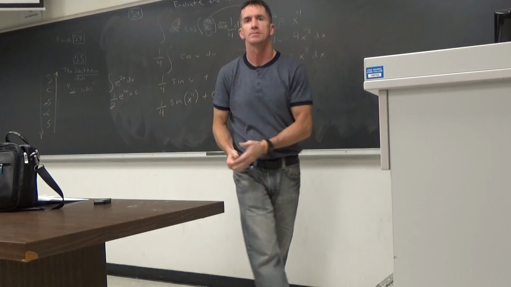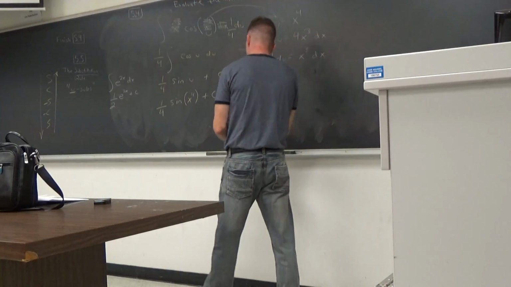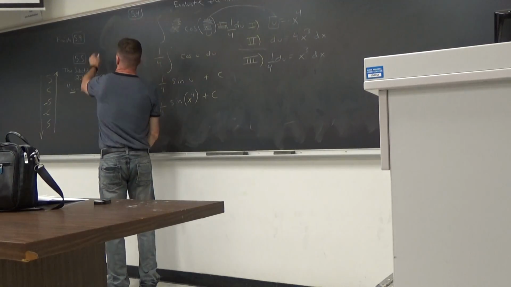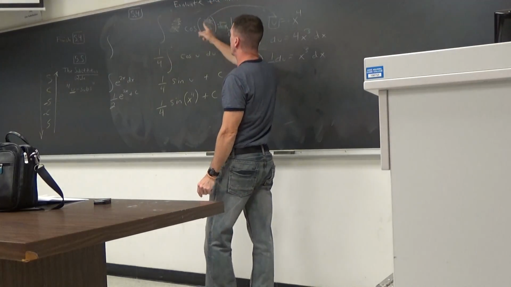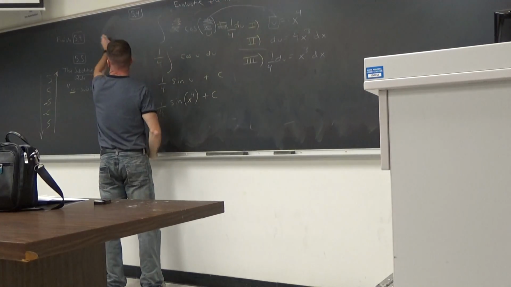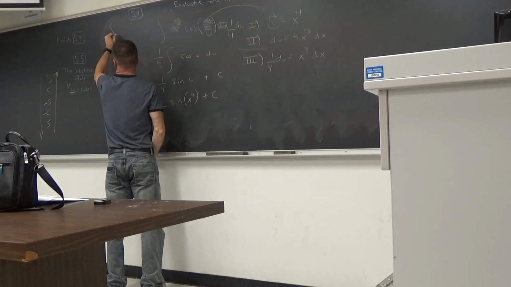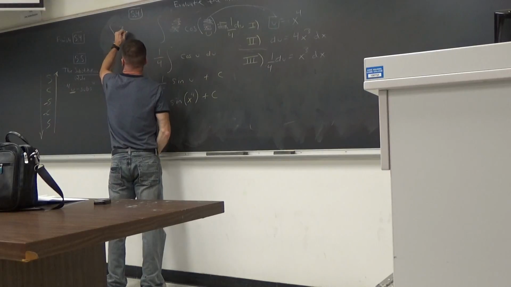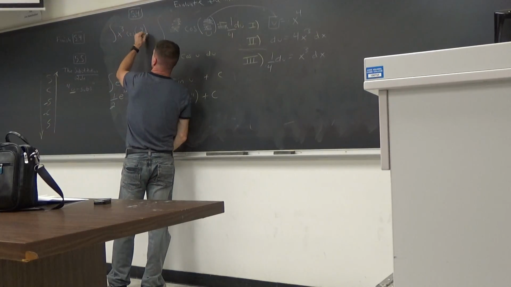What was the original problem? Evaluate the indefinite integral. I'll put it over here, the original one before I crossed everything out. It was the integral of x cubed cosine of x to the 4th, inside the parentheses, dx.